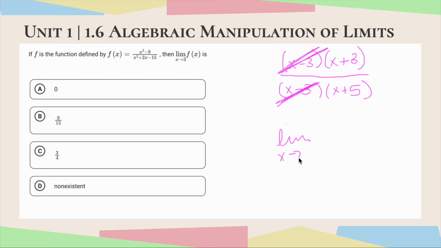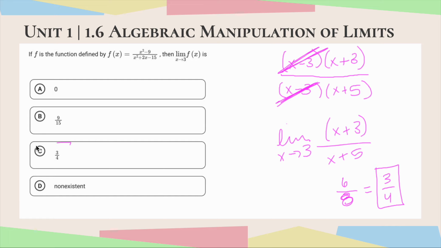Now I'm going to take the limit by just using direct substitution. So over x plus 5. Okay, so now if I just direct substitute, 3 plus 3 is 6, and then 3 plus 5 is 8. Oops, I don't know why I just wrote a 5. There we go. And then simplifying that down, I get 3 over 4. So the correct answer choice would be answer choice C.